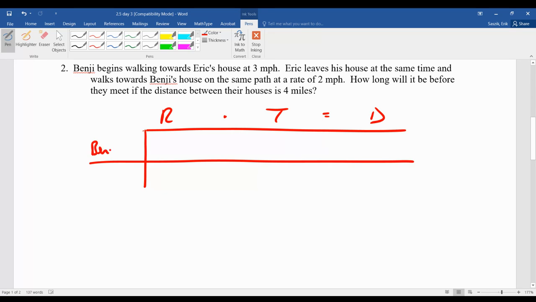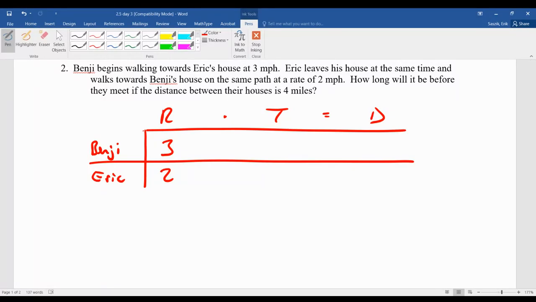This one's different as well. Don't hesitate to try yourself. Okay, we have Benji and Eric. What do we know? It says Benji begins walking towards Eric's house at 3 miles an hour. We know that. Eric leaves his house at the same time and walks towards Benji's house on the same path at 2 miles an hour. We know that. How long will it be before they meet if the distance between their houses is 4 miles?